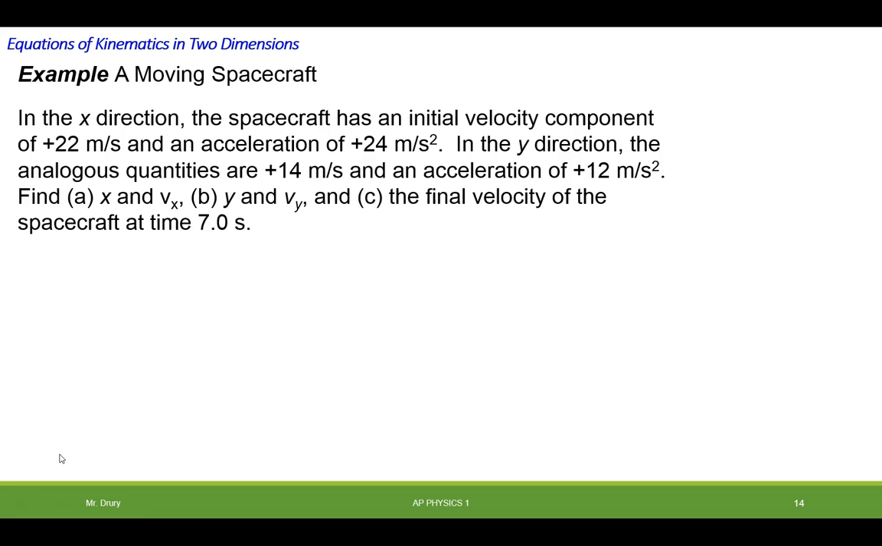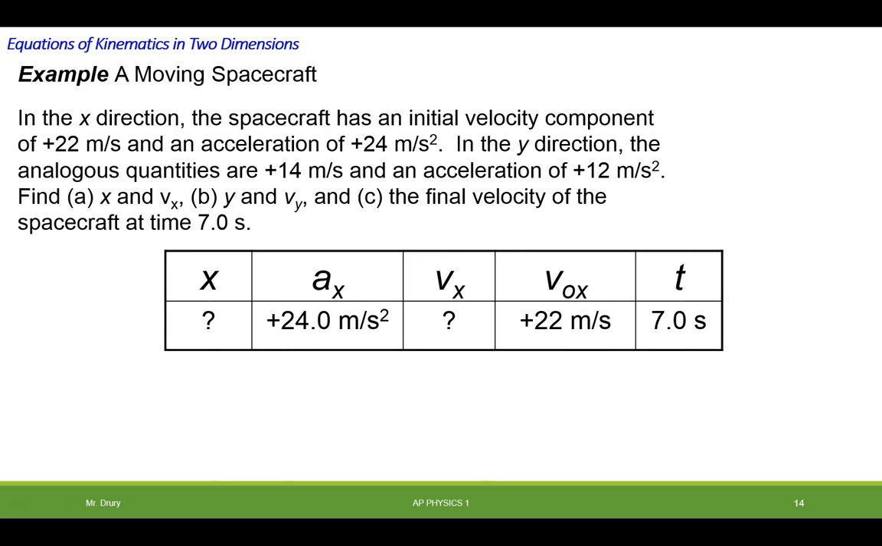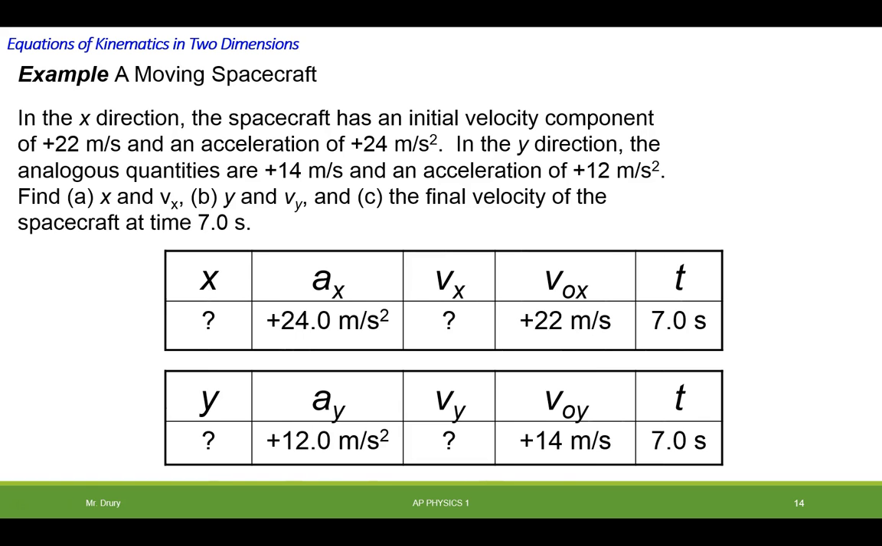Okay, so back to our problem. What we want to do is make a table for the x and the y's. Take a moment to see how these tables are set up and how they have each of the components that were given in the problem. For example, a_x is 24, v initial in the x is 22, and time is 7 seconds. Notice the time is the same between both the x and the y, because once again time doesn't have a subscript because it's only a scalar.